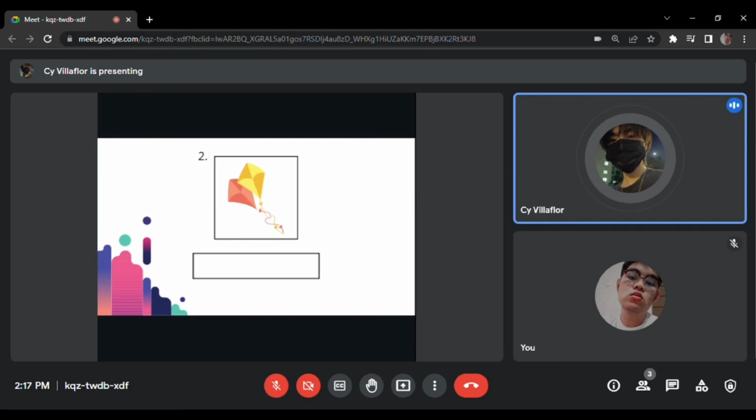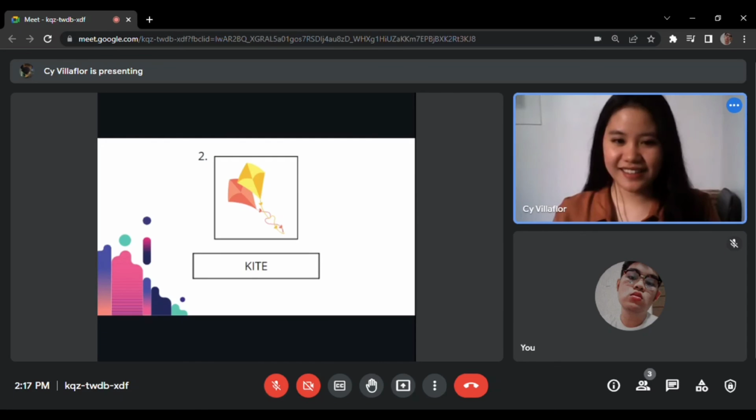What object is presented in number 2? Amazing! It is a kite. Now verbalize each phoneme in the word kite and read them afterwards. You are amazing!